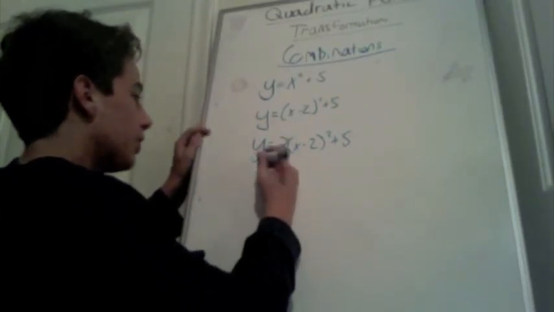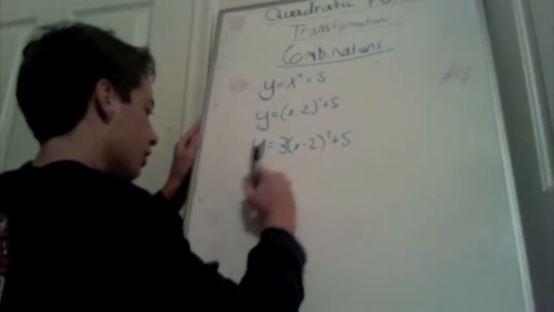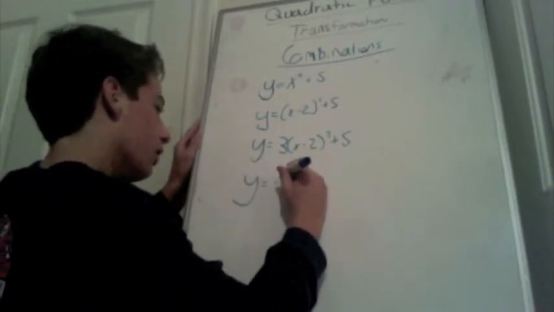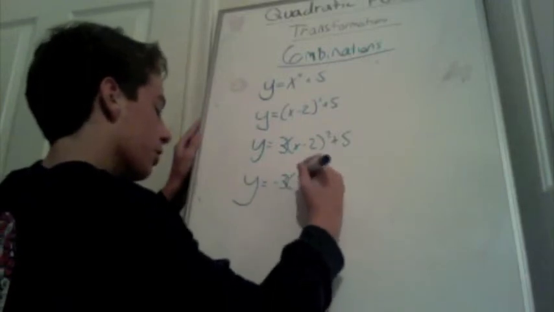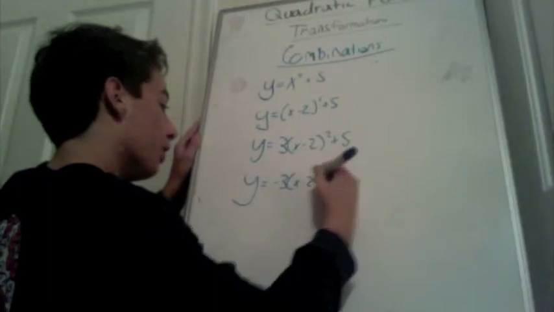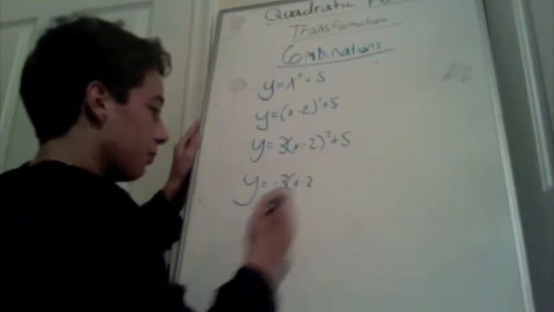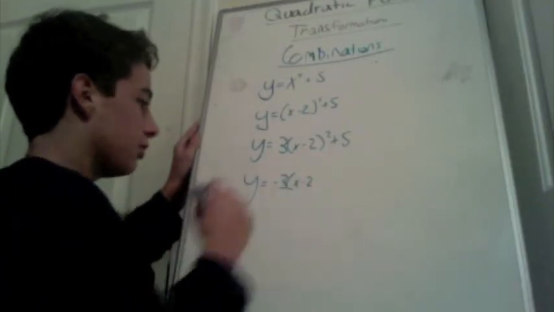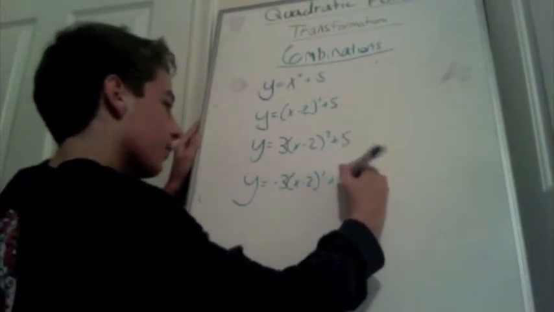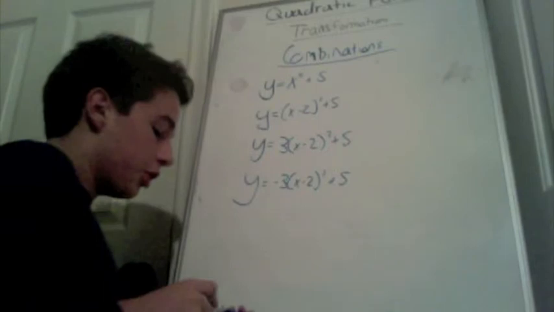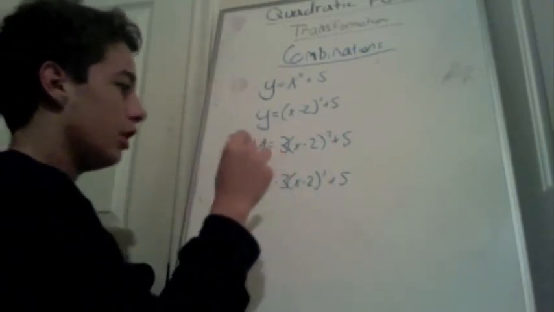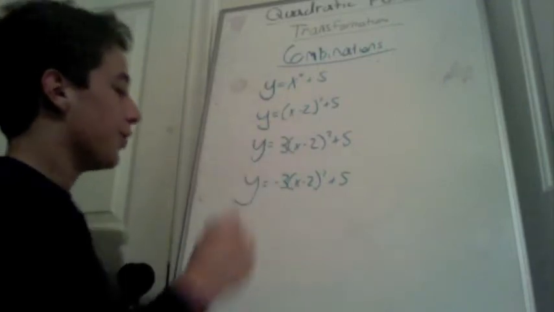Now, finally, let's add a reflection. Your reflection is going to go before the vertical stretch or shrink. We'll get into this later. Alright, so there you have it. There is an equation that has all of the transformations in it.